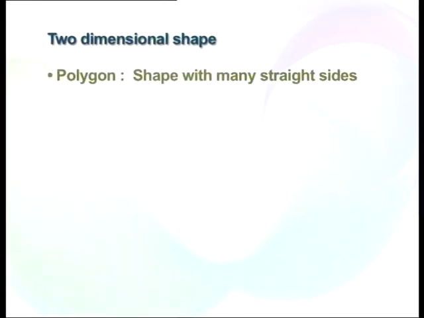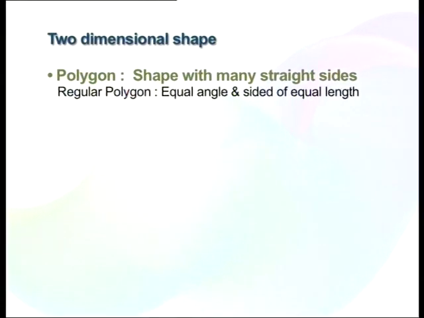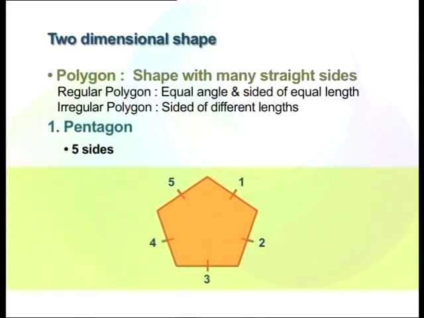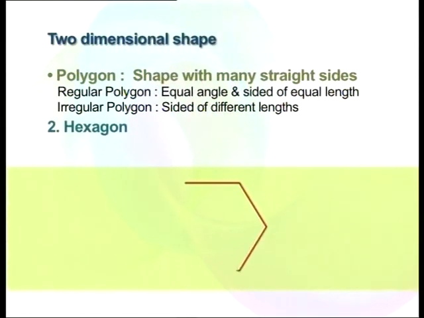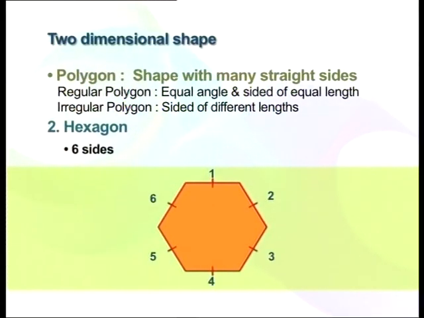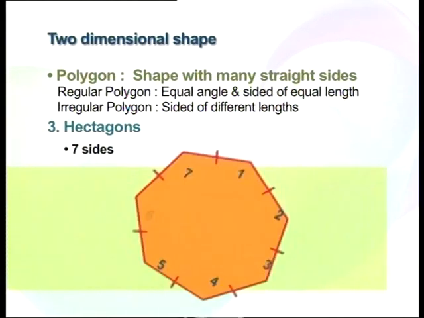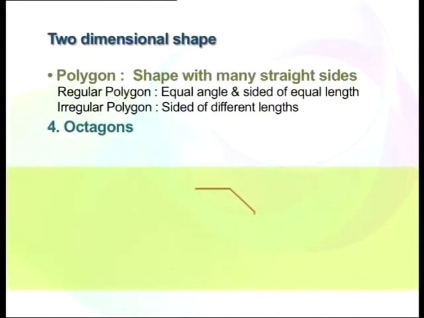Polygons are shapes with many straight sides. Regular polygons have equal angles and sides of equal length. Irregular polygons have sides of different lengths. Polygons are divided into 1. Pentagon, which has 5 sides. 2. Hexagon, which has 6 sides. 3. Heptagon, which has 7 sides. And 4. Octagon, which has 8 sides.